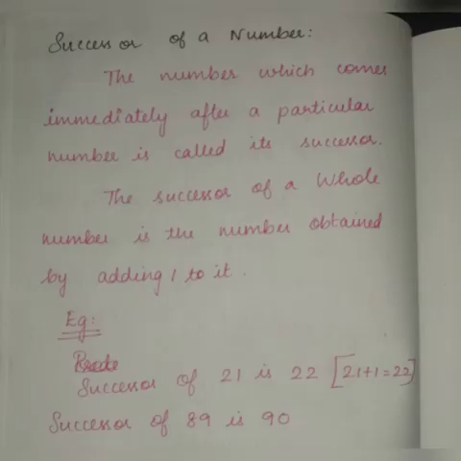The next definition is the successor of a number. The successor means you are going to find the next number after that number. The number which comes immediately after a particular number is called its successor. The successor of a whole number is the number obtained by adding 1 to it. If you want to find a successor, you add 1 to that number. Like the successor of 21 is 22. The successor of 79 is 80. The successor of 101 is 102. Just add 1 to that number, and you get the successor of a number.